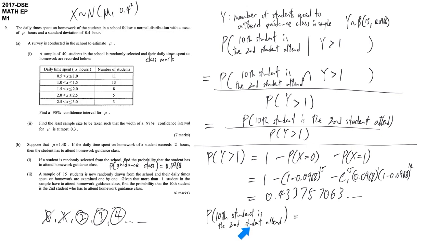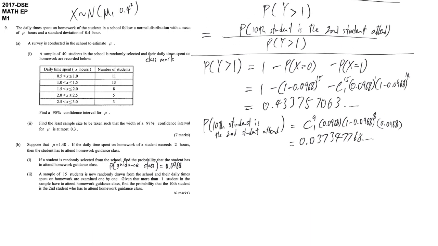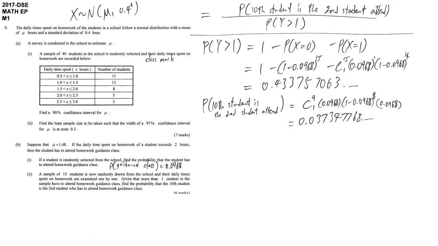And then we focus on the numerator. It's a typical negative binomial distribution. Before the 10th one, we have 9. Among those 9, we only accept 1 student who attends the guidance class. So, among the first 9, 1 of them succeeds, and then the other 8 of them fail. And finally, the last one needs to succeed to end this case. So we have 0.0968 at the back. It is equal to 0.0373477768.